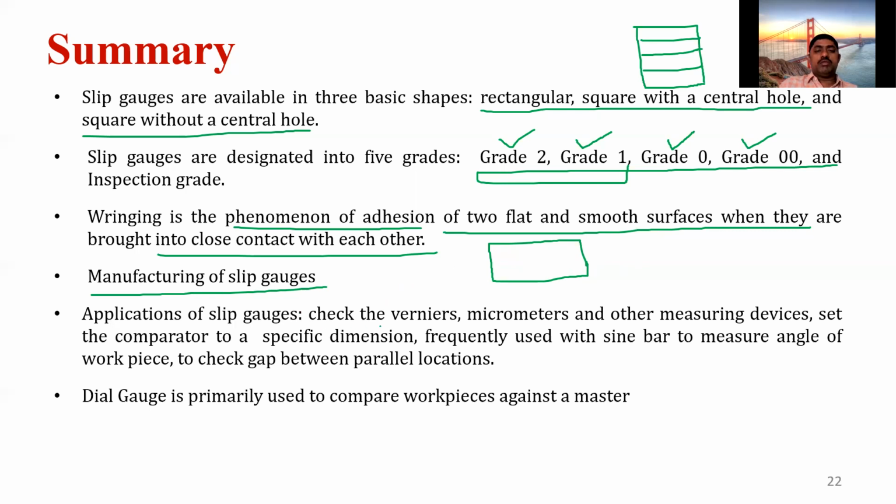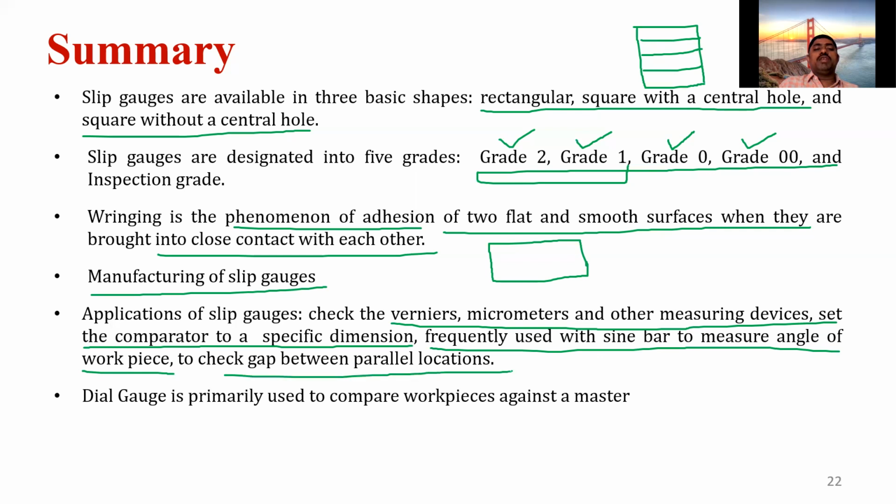And these slip gauges can be used for checking vernier calipers, micrometers, and other measuring devices. We can also use them for setting up the comparator to a specific dimension. They are frequently used with the sine bar to measure the angle of the workpiece, and to check the gap between parallel locations. So in combination with the sine bar, we can use them for measurement of the angle of the workpiece.